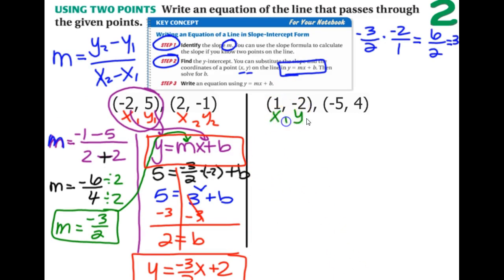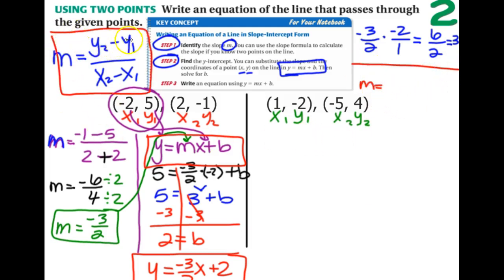So here I'm going to label my points x y first point, x y second point, and plug them in to find my slope. So my equation right here says y2 minus y1, so 4 minus a negative 2, that should make a positive. And then on the bottom, x2 minus x1, negative 5 minus 1. Well, 4 plus 2 is 6. Negative 5 minus 1 is a negative 6. So if we simplify that, our slope is 6 over 6, which is 1, and it's negative.